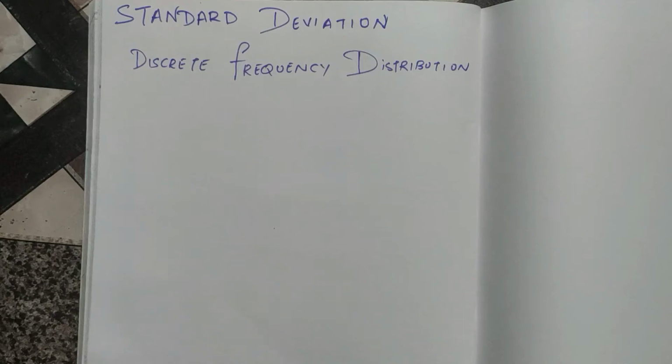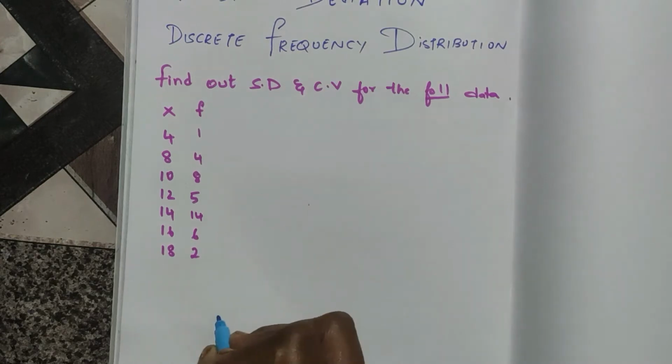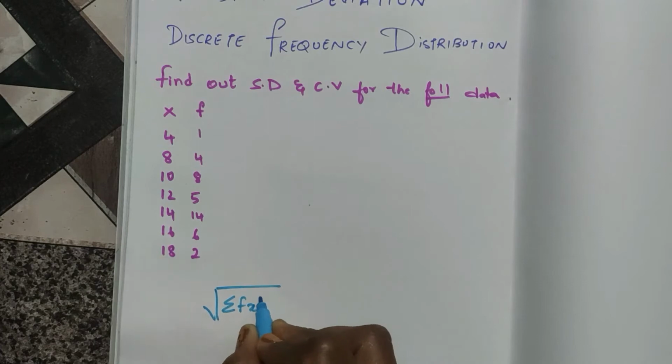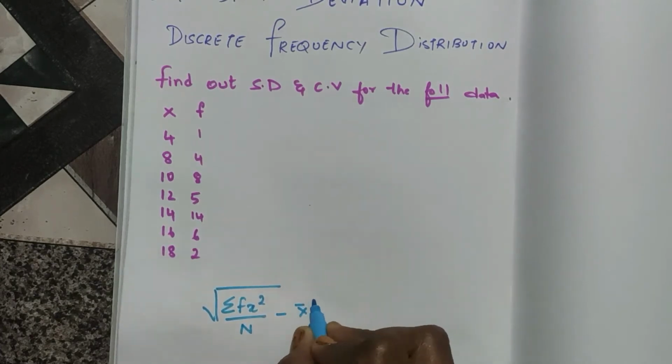Hey guys, in this video we'll be learning about standard deviation for a discrete frequency distribution. This is the question which we are provided with. Now we need to find out the standard deviation and the coefficient of variation. For a discrete frequency distribution, the formula is root of summation fx square divided by n minus x bar square.